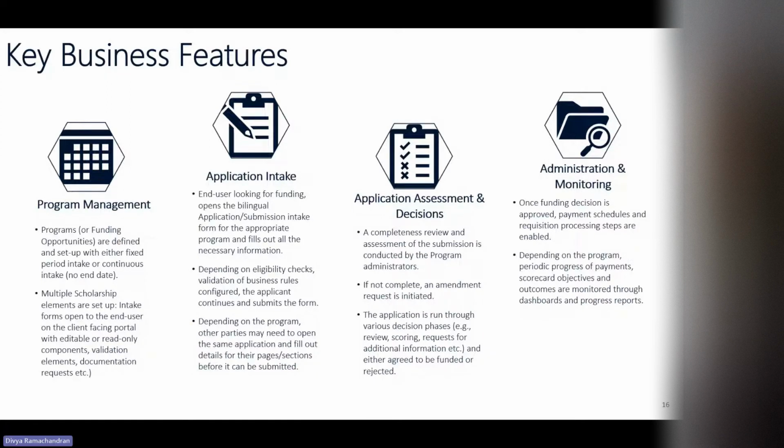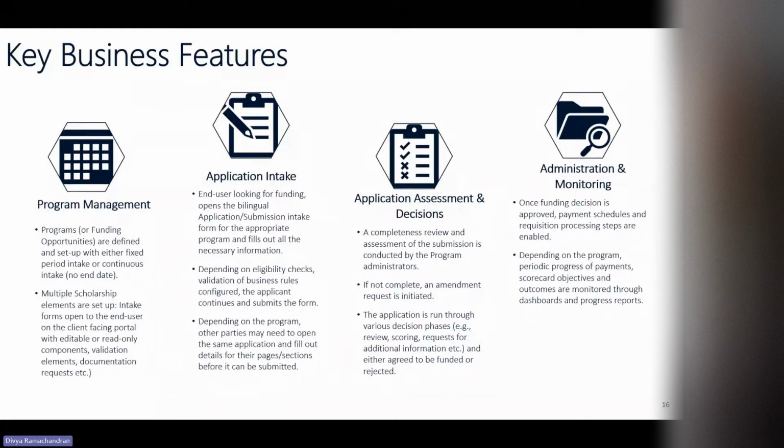Application assessment and decisions, a full review of the submission, as we saw, can be done by the program administrators. It has the option to enable amendments to forms and decisions. And there's multiple decision phases that it can go through right from the beginning and going into getting the agreement for the applicant, or, for example, if it gets rejected.